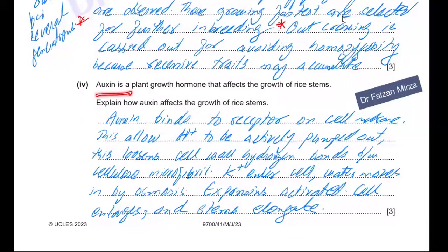They're asking you how auxin works, so you can recall the effect of auxin, how it works by binding on the cell surface membrane, allowing H plus ions to be actively pumped out. This breaks the hydrogen bonds between cell microfibrils, potassium enters, water moves into the cells. Expansins are activated and cells elongate, the stem elongates. So this is pretty much related to what we discussed in coordination and control.